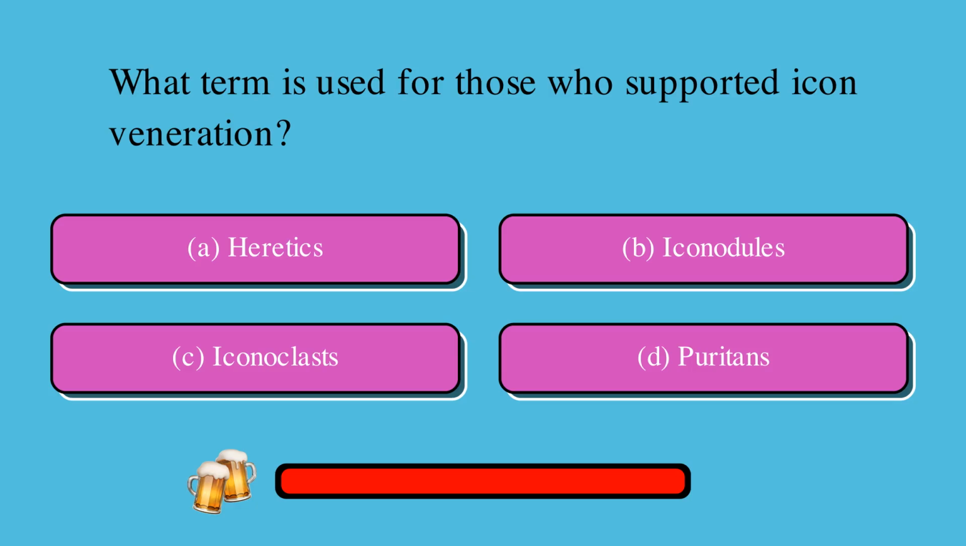What term is used for those who supported icon veneration? Is it A, heretics, B, iconodules, C, iconoclasts, or D, Puritans? The correct answer is B, iconodules.